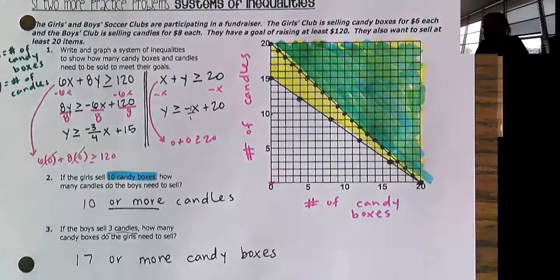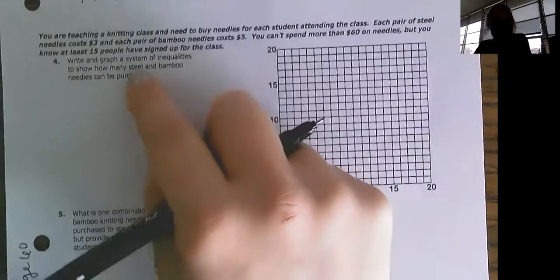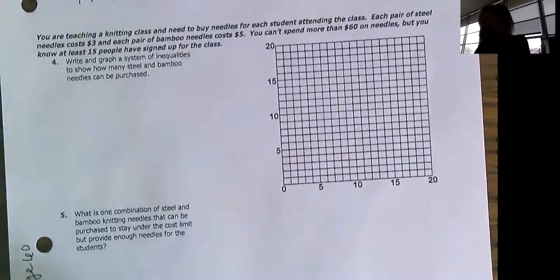Okay, let's go over question number 4. You are teaching a knitting class and you need to buy needles for the students attending the class. Each pair of steel needles costs you $3 and each pair of bamboo needles costs you $5. You can't spend more than $60 on needles, but you know at least 15 people have signed up for the class. So you're going to start by writing and graphing a system of inequalities to show how many steel and bamboo needles can be purchased.